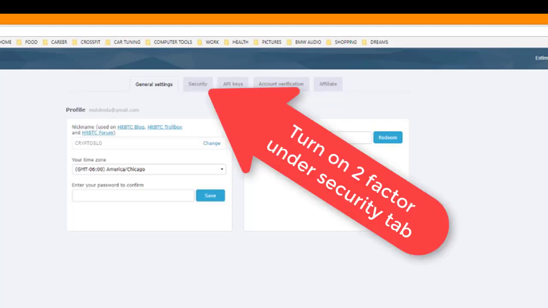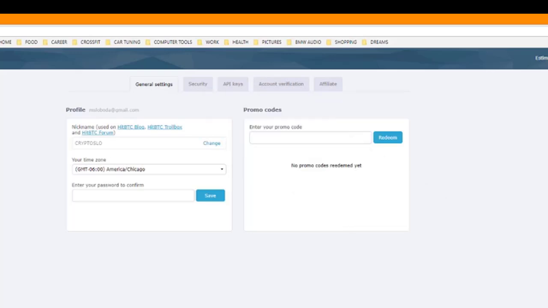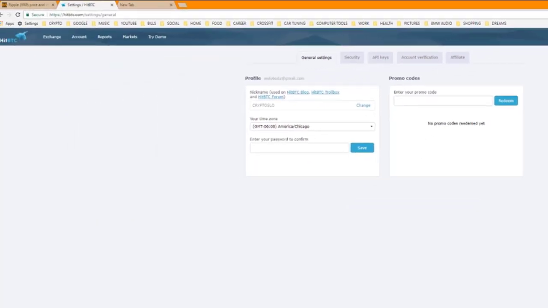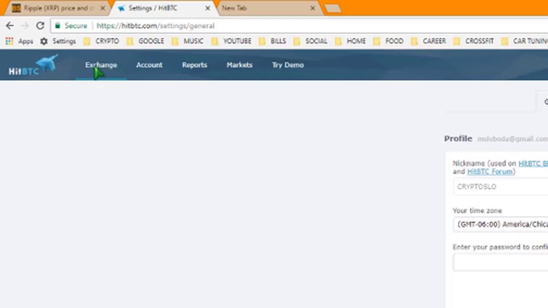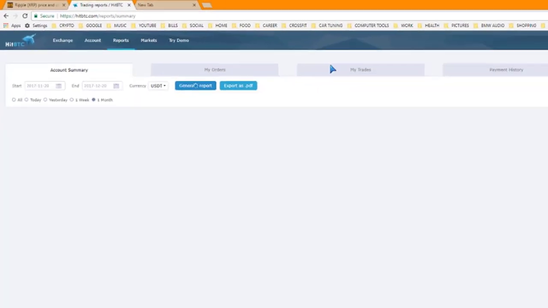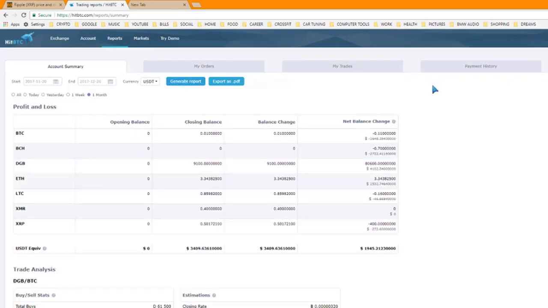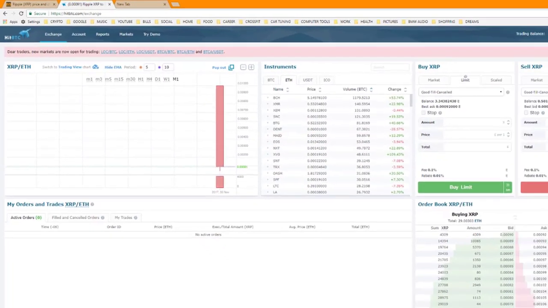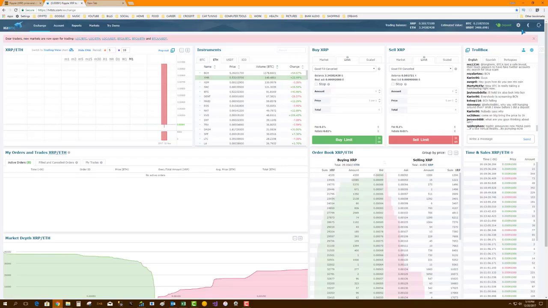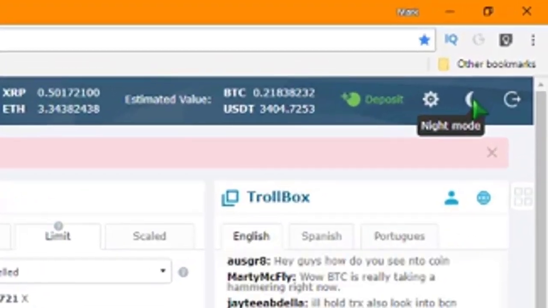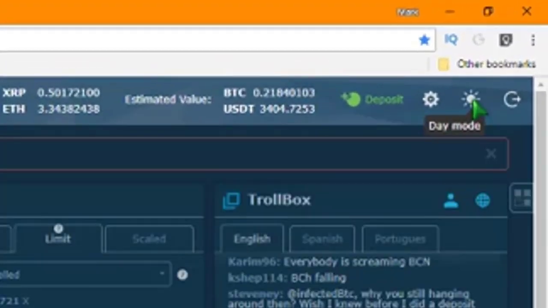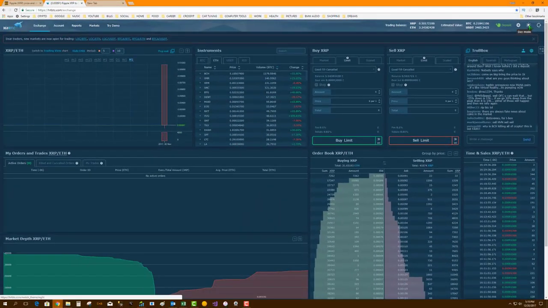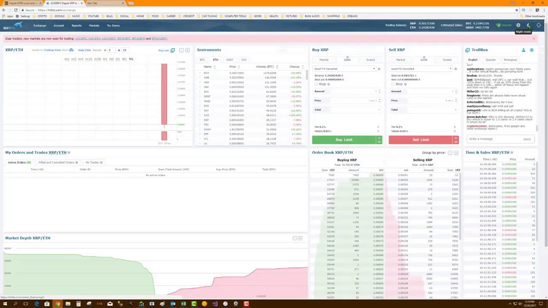And then they also have the new, let's go back to, they got a reports section, and this is where you can kind of see some of your profits and losses. Not really super important, but you can check it out if you want. That's not the main meat and potatoes of this video. So another cool thing is HITbtc offers a night mode, which changes your color scheme. It's kind of cool. Day mode, night mode.